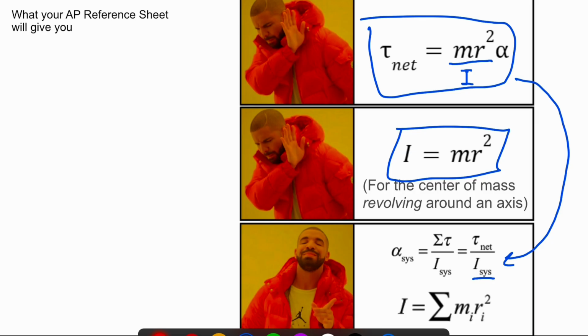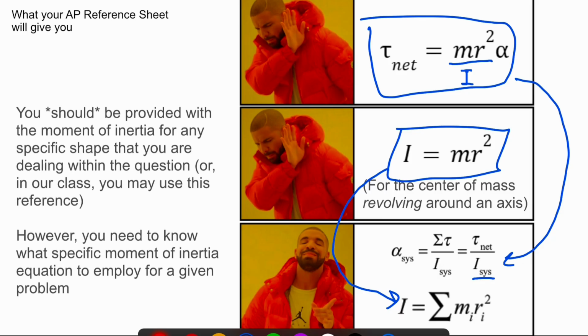Likewise, you're not given this equation right here. You are not given that our moment of inertia equals mr squared. What you are given is this: our moment of inertia equals the sum of mr squared for all of the points within our object. However, it is left to you to figure out what your shape is and how your actual equation is going to look from this equation right here.